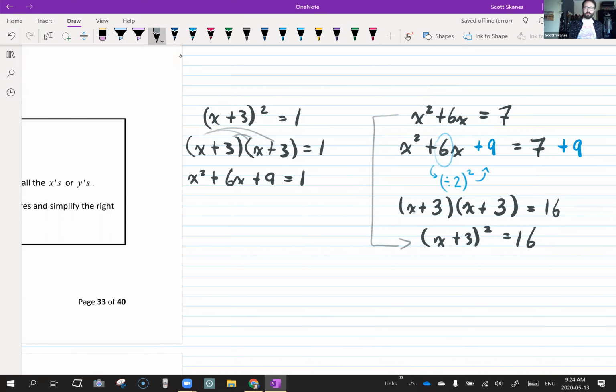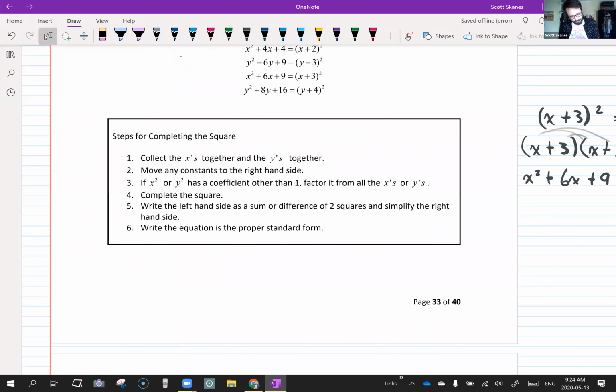Let me go ahead and do it in context so you can see where I'm going with this, because I don't want to confuse you. These are your steps. I'll quickly read through them because they're going to be important. Steps for completing the square, for this topic anyway. Collect the x's and y's together. You'll see what that means. Move any constants to the right side, so any numbers on their own move to the right. If x or y squared has a coefficient that's not 1, factor it out. Complete the square, and then write the equation in standard form.